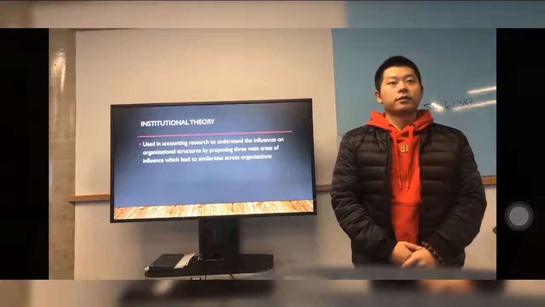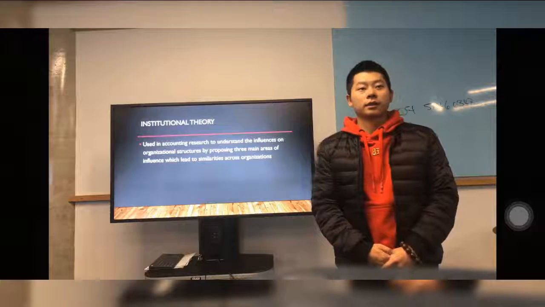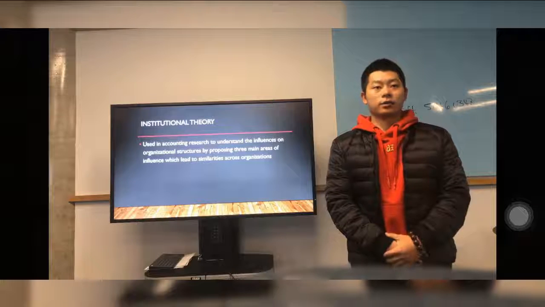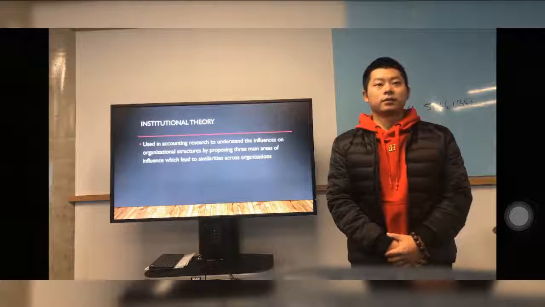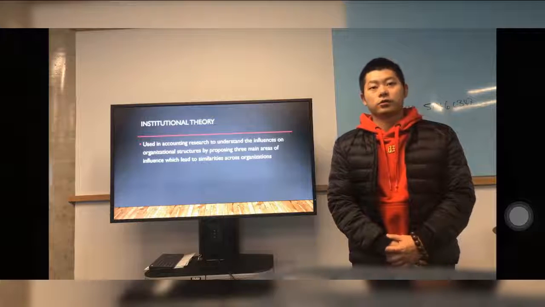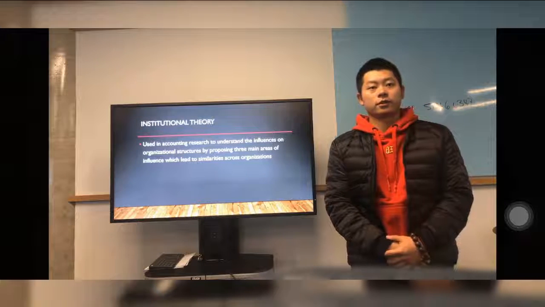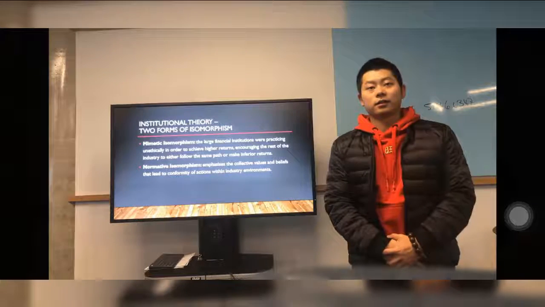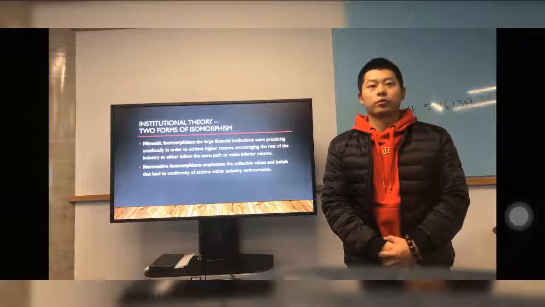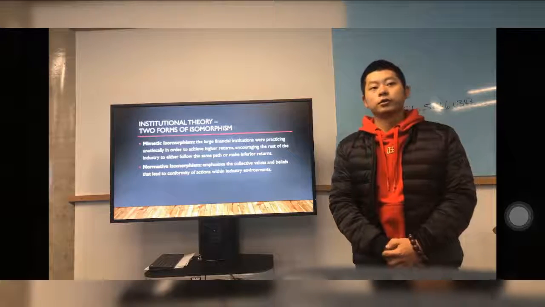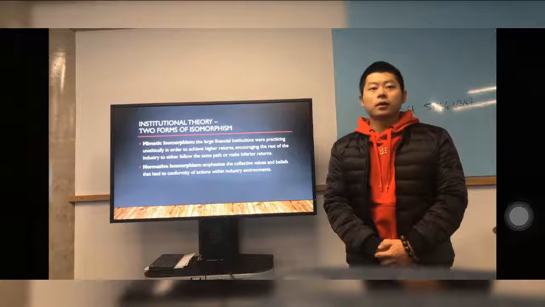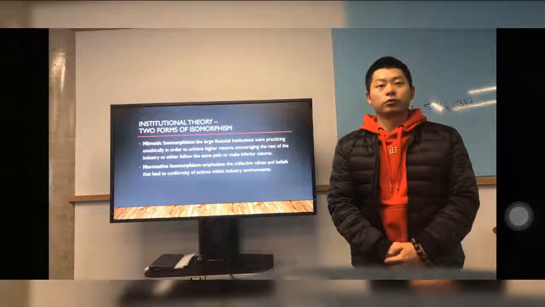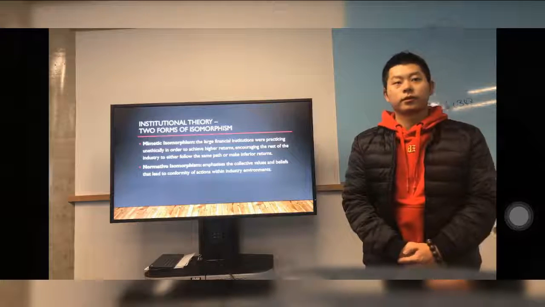These improper and unethical practices can be explained by institutional theory, which is used in accounting research to understand the factors that influence organizational structures. In the global financial crisis, we witnessed mimetic isomorphism as large financial institutions practiced unethical behavior in order to achieve higher returns, encouraging the rest of the industry to follow suit or make inferior returns.